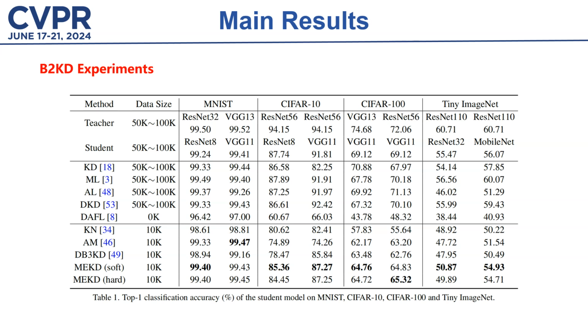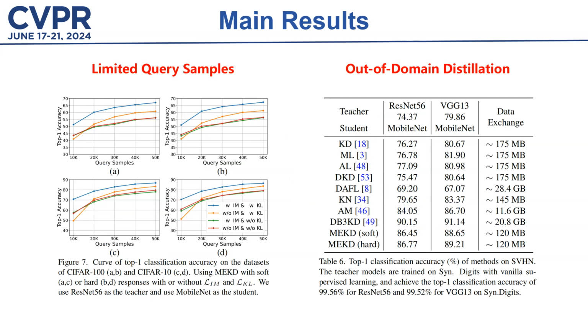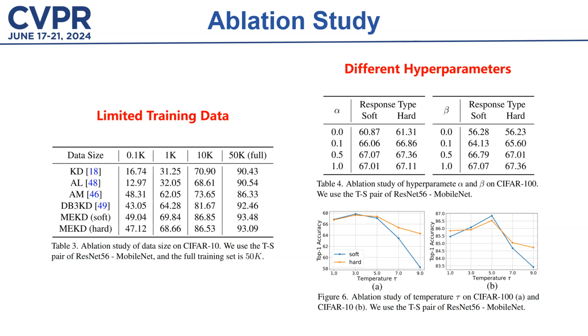In our research, we conducted extensive experiments across various teacher-student pairs and multiple benchmarks. Despite the limited number of images available, our MEKD outperforms previous B2KD methods, effectively reducing the number of samples required to be stored on edge devices. We also explored the advantages of our method over other KD methods, particularly in scenarios with limited query samples and out-of-domain distillation. Even with a limited sample size on edge devices, MEKD demonstrated superior performance. We also examined the impact of different hyperparameters and conducted comparative ablation studies.